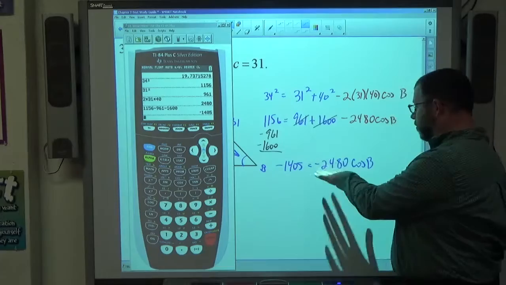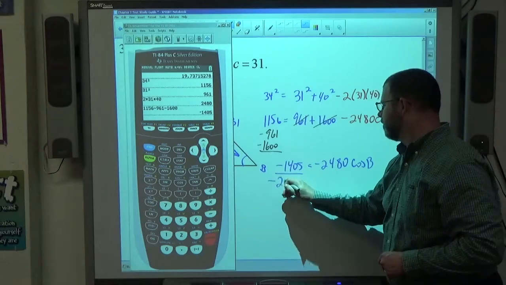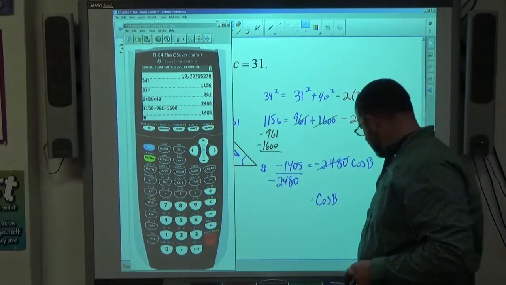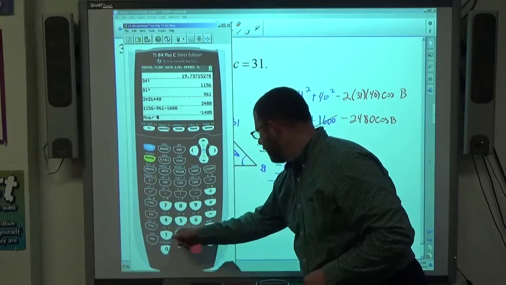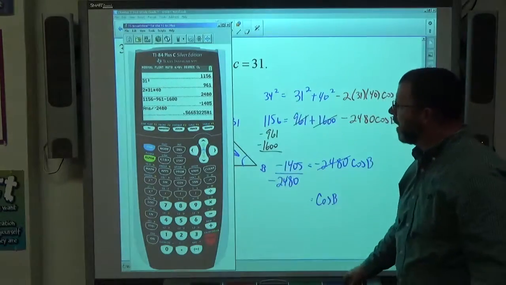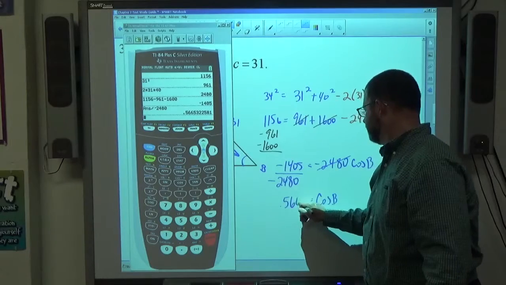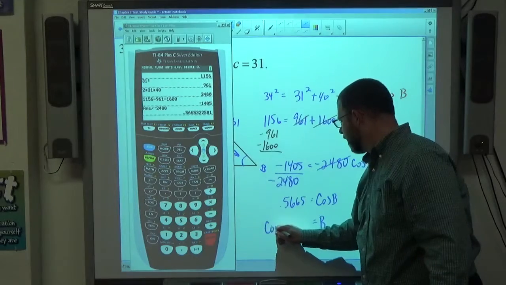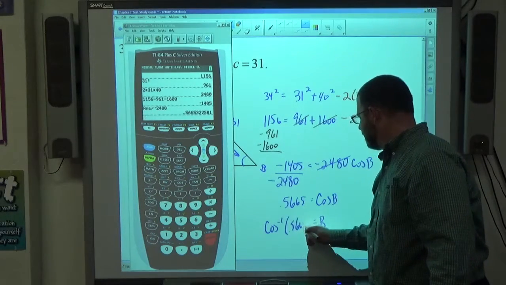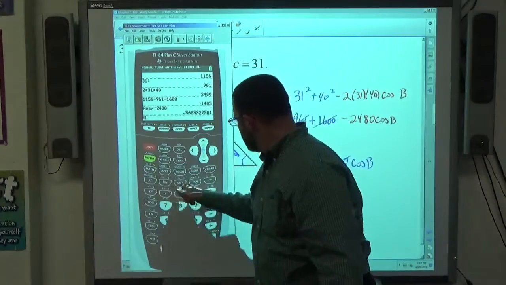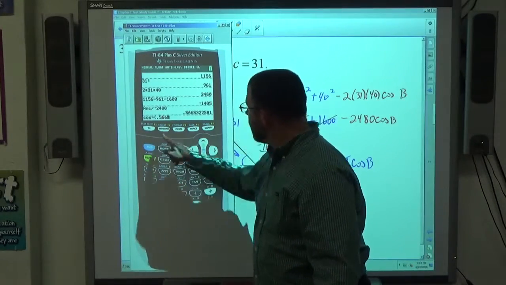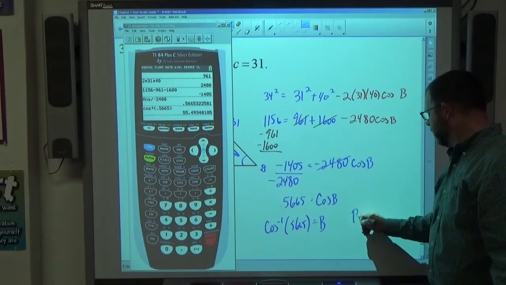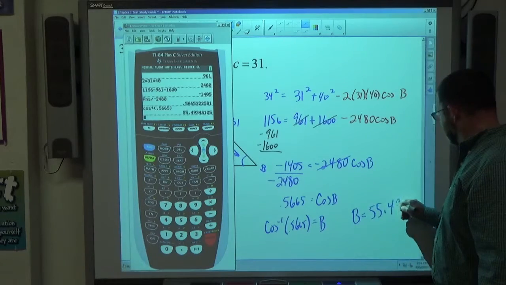At this point, I want to get cosine of B equal to a number, so I divide both sides by negative 2480. That gets cosine of B all by itself on the right-hand side. If I do negative 1405 divided by negative 2480, it comes out to a decimal 0.5665. So cosine of B is equal to 0.5665, which means B is going to equal the inverse cosine of 0.5665, which my calculator can tell me. Get the inverse cosine, second cosine to get there. And 55.49 degrees is the value of B.